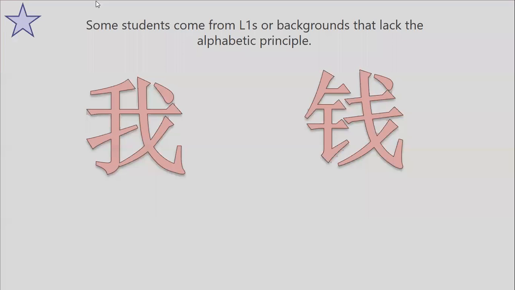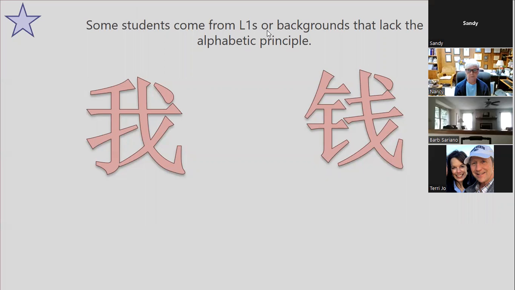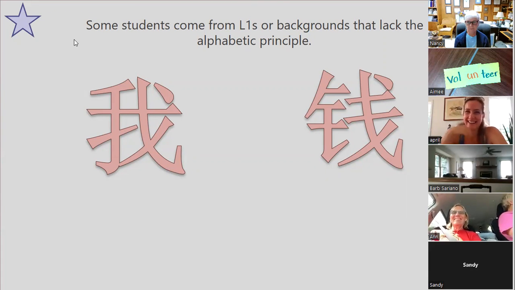So just as an illustration, sometimes you'll have students that come from first languages that are not based on the alphabetic principle. Can anyone take a stab at how to pronounce these symbols, these squiggles? I see some people looking away and some people, yes, so good.